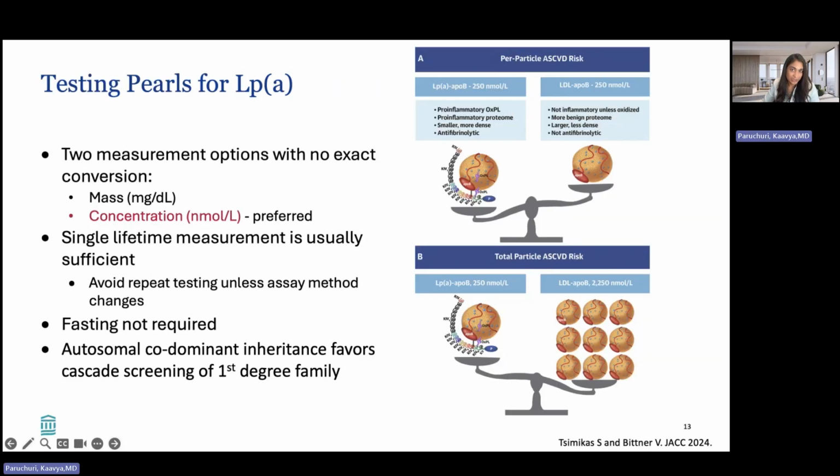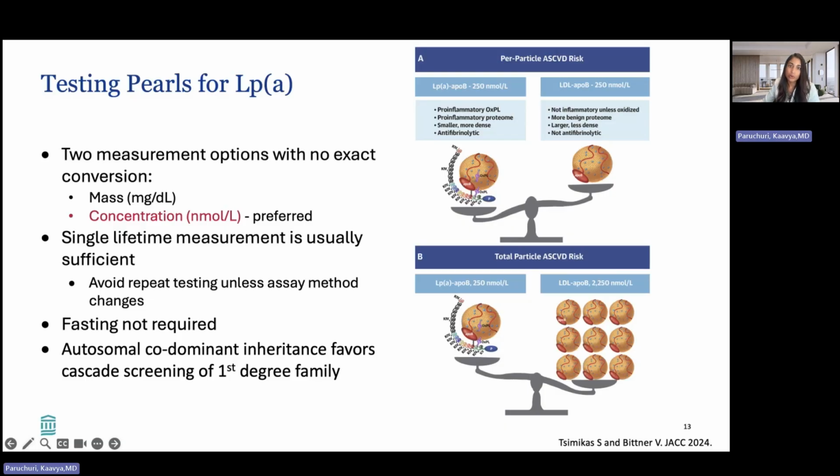A few practical testing pearls that I wanted to go over. First, there are two reporting units for LPA, milligrams per deciliter and nanomoles per liter, and they're not directly interchangeable, so it's important to follow the lab's reference range. Nanomoles per liter, or concentration, is generally preferred as it better reflects the particle number, which best correlates with atherothrombotic risk. Remember, because the LPA particles vary in size due to those Kringle 4-2 repeats, two patients can have the same mass but very different numbers of circulating particles and therefore different risk.